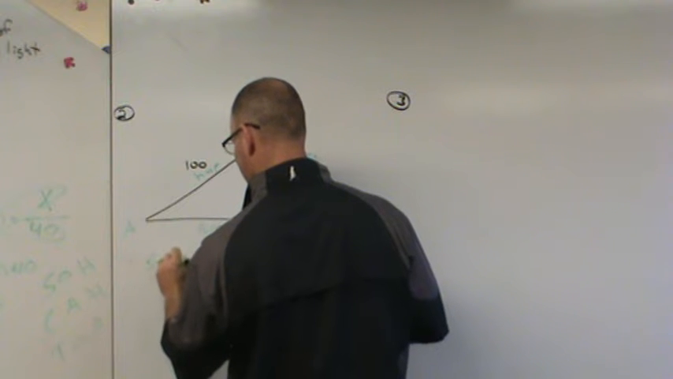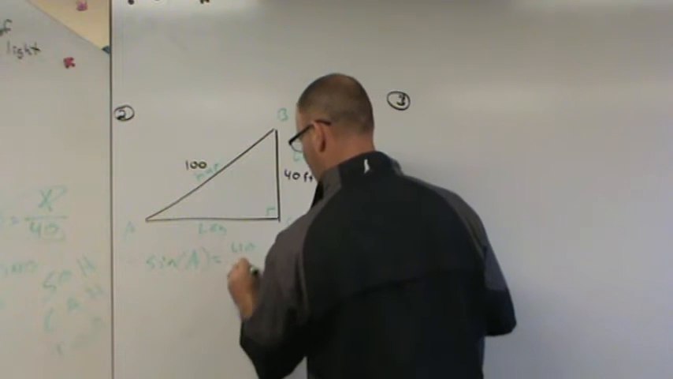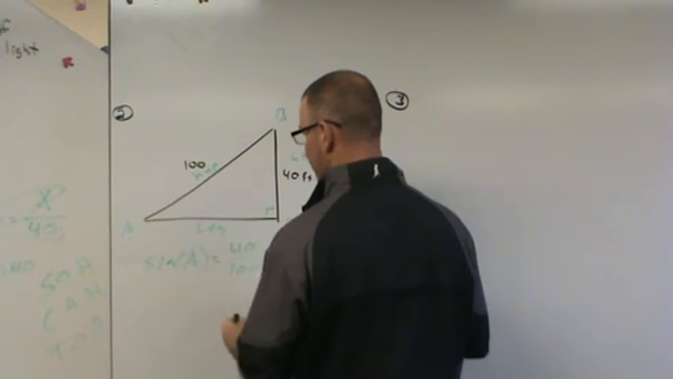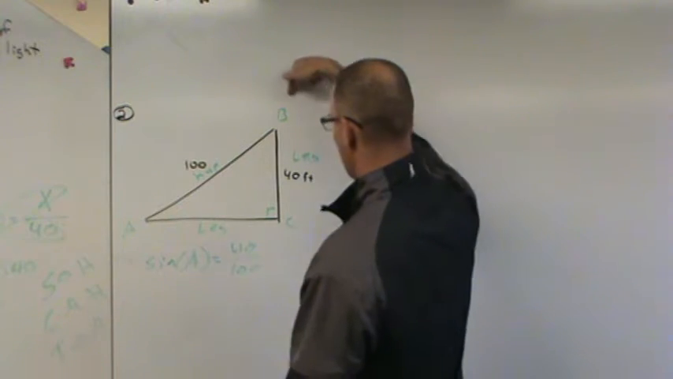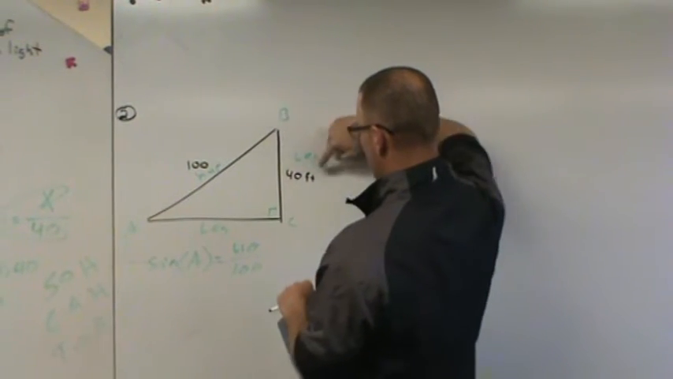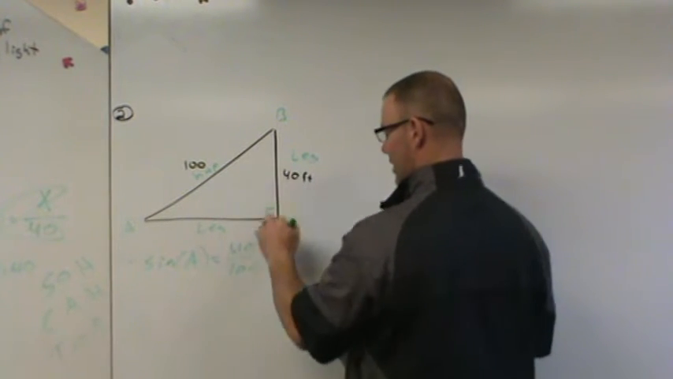So the sine of A is the only ratio I can use, 40 over 100. I can't use cosine because I don't know the leg. So now I switch over to angle B. From angle B, I know 40 is a leg, but is it the leg opposite or the leg adjacent? It's the leg adjacent.